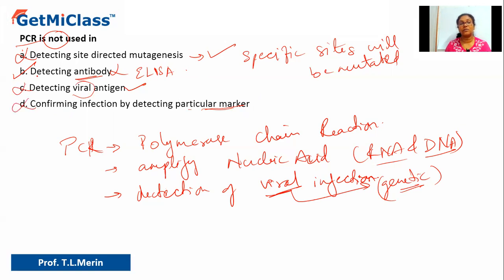We are looking for the one where PCR is not used, that is option B. So what is the correct answer? The correct answer is option B. I hope you understood the explanation.